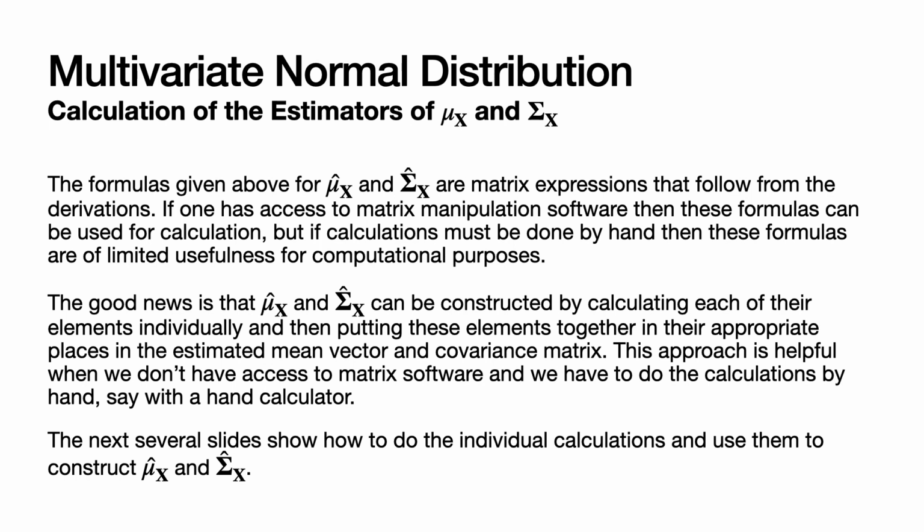The good news is that these estimators can be constructed by calculating each of their elements individually and then putting these elements together in their appropriate places in the estimated mean vector and covariance matrix. This approach is helpful when we don't have access to matrix software and we have to do the calculations by hand, say with a hand calculator. The next several slides show how to do the individual calculations and use them to construct mu hat sub x and cap sig hat sub x.